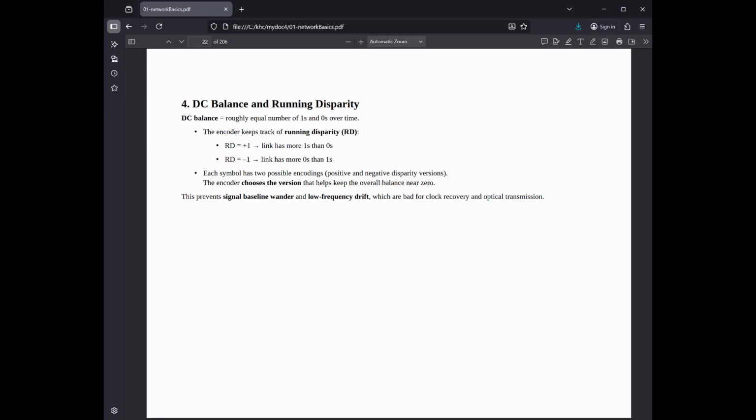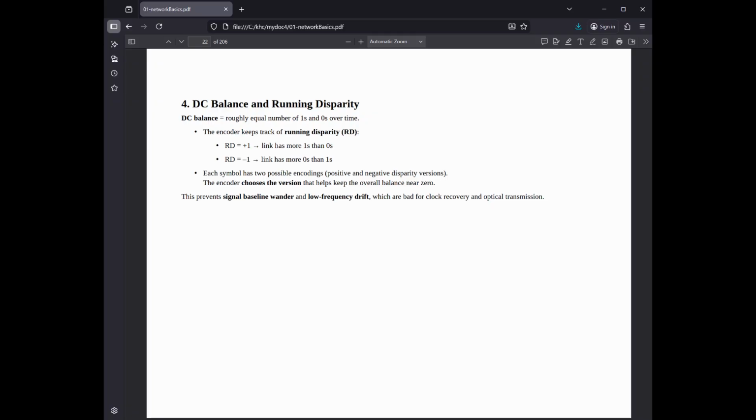If the current RD is negative, meaning there have been slightly more zeros than ones overall, the encoder selects the 10-bit code with a positive disparity, +2, to balance the count. The new RD then becomes positive, +1. If the current RD is positive, the encoder selects the 10-bit code with a negative disparity, -2, to compensate, and the new RD becomes negative, -1. If the chosen 10-bit code has a neutral disparity, 0, the running disparity remains unchanged.